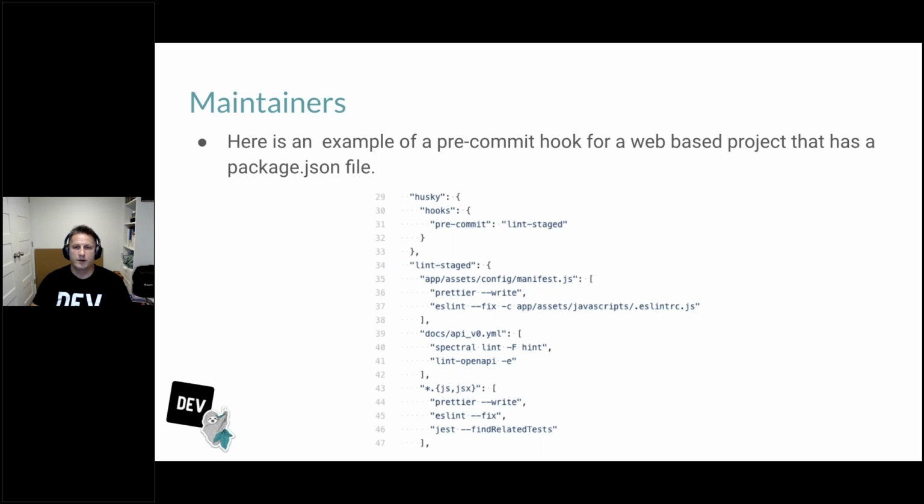Here's a snippet of how we run pre-commit hooks in the Forem codebase. The Husky NPM package has a configuration file with a hooks property that determines what type of hook to run. In our case, we use the Git pre-commit hook. The pre-commit hook will run the lint-staged NPM package. So, for example, if I attempt to commit a JavaScript or JSX file, the following will run. First, Prettier will format the file based on our Prettier configuration. Next, ESLint will run and attempt to fix any issues it can. And finally, Jest will run any tests related to the file changes.